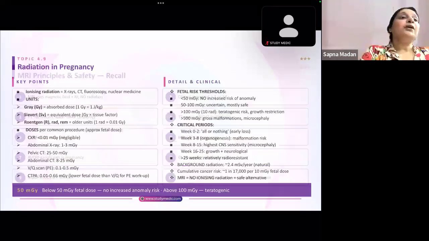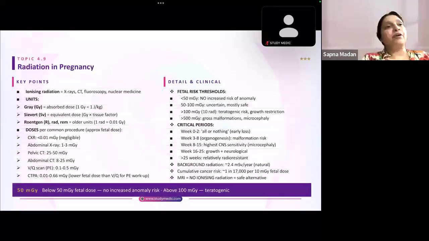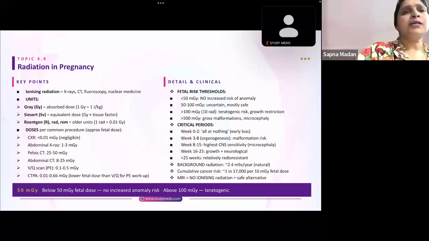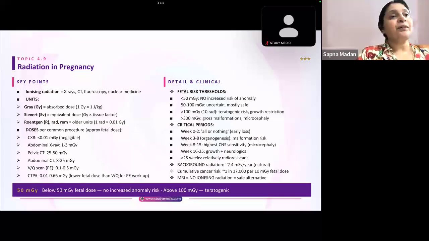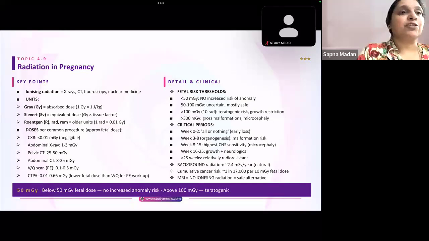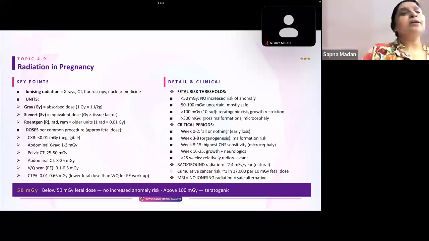Radiation in pregnancy. Ionizing radiation imaging forms are X-ray, CT scan, fluoroscopy, and nuclear medicine. The units are very important. Gray is the unit for the absorbed dose, and 1 gray is equal to 1 joule per kg. Sievert is the unit for equivalent dose, which is the absorbed dose into the tissue weighted by a factor. And Roentgen is an older unit of the absorbed dose only.